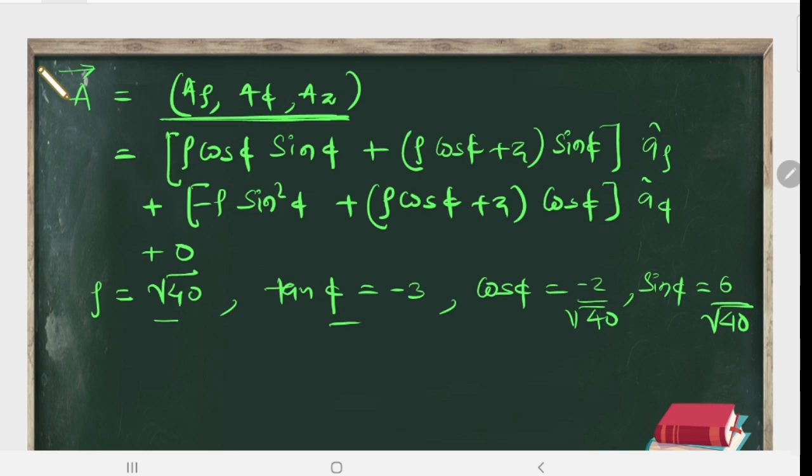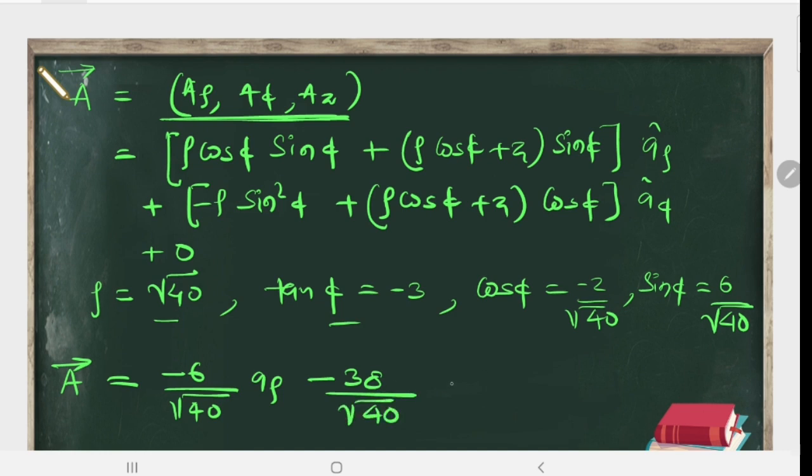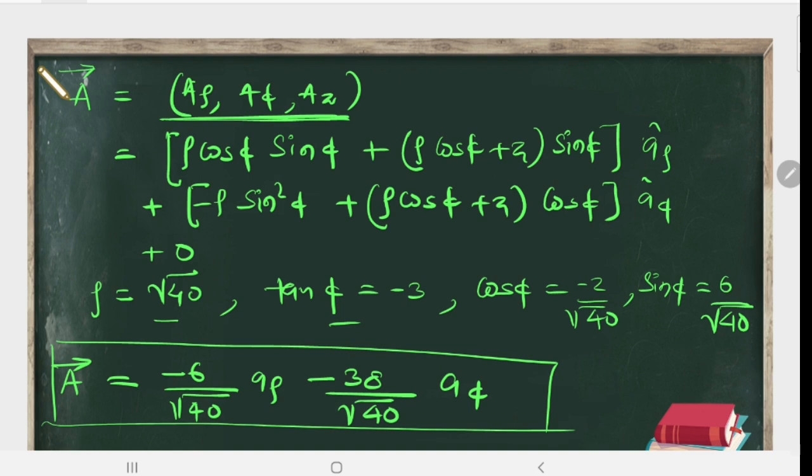Vector A in cylindrical coordinate system. After simplifications, if you substitute this and do the simplifications, at the end you will get the answer: minus 6 upon under root 40 a rho minus 38 divided by under root 40 a phi. So we have expressed the vector A in cylindrical coordinate system.